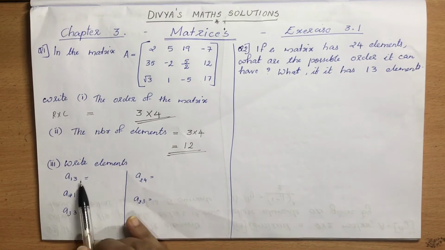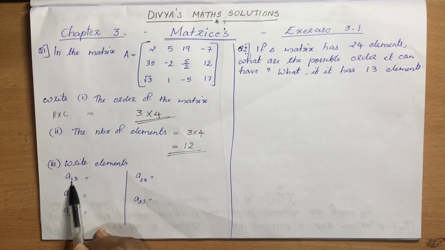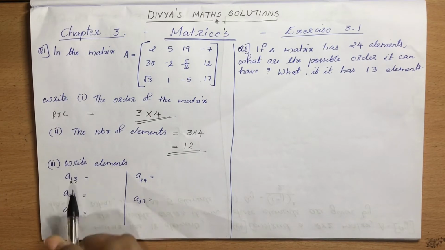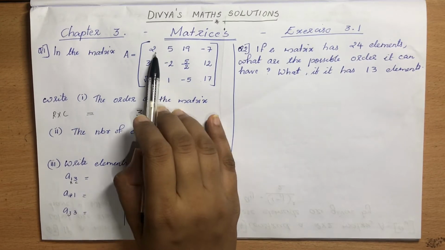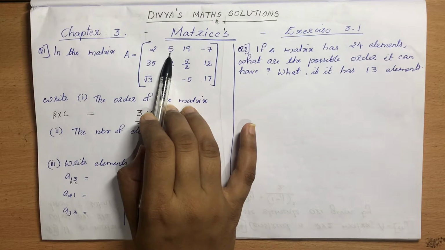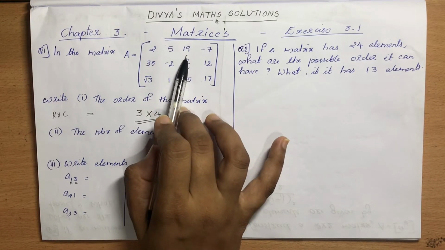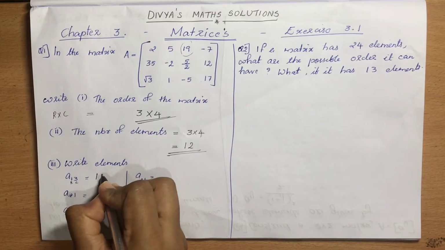Next, write the element A13. So what is this A13? Each element is represented by A. The first index is row, the second one is column. In the first row, R is 1. That means first row, column 3 element. So this is A11, this is A12, this is A13. First row, column 3. So what is this one? 19. Then the element is 19.